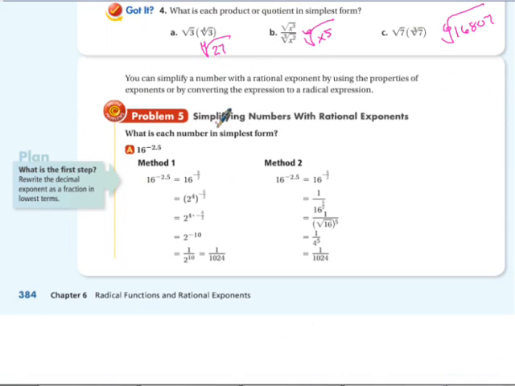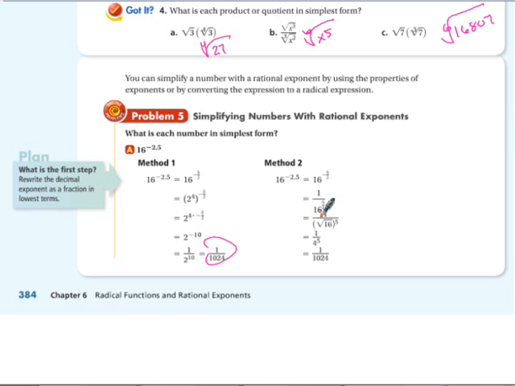We can simplify a number with rational exponents by using the properties of exponents or by converting the expression to a radical expression. So either way. So what is each number in simplest form? 16 to the negative 2/5. We could change that to 16 to the negative 5/2. And then we could change 16 to 2 to the 4th. Multiply that out and get 2 to the negative 10th. And then that's 1 over 2 to the 10th, which is 1 over 1024.